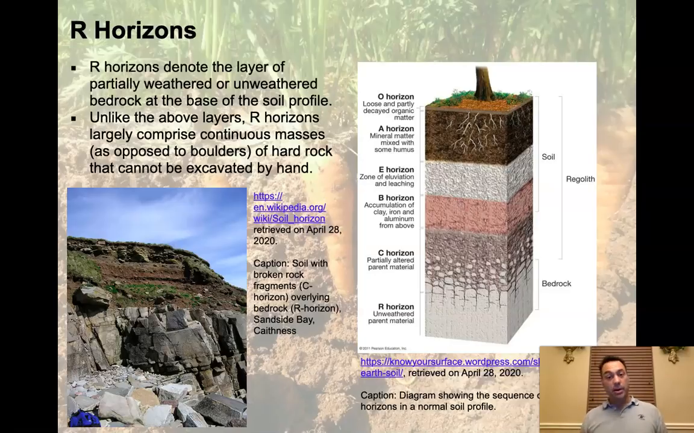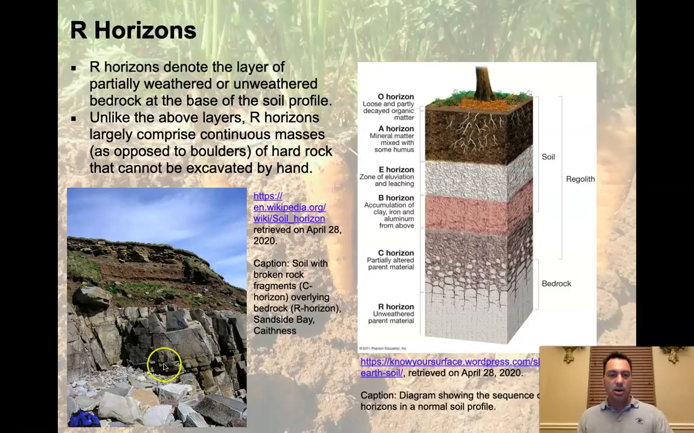All right, so we've got to talk about R horizons. If we've talked about C, we might as well go all the way to R. R horizons denote the layer of partially weathered or unweathered bedrock at the base of the soil profile. Here we have a soil profile cut right into this cliff face. Unlike the above layers, R horizons largely comprise continuous masses of hard rock that cannot be excavated by hand.